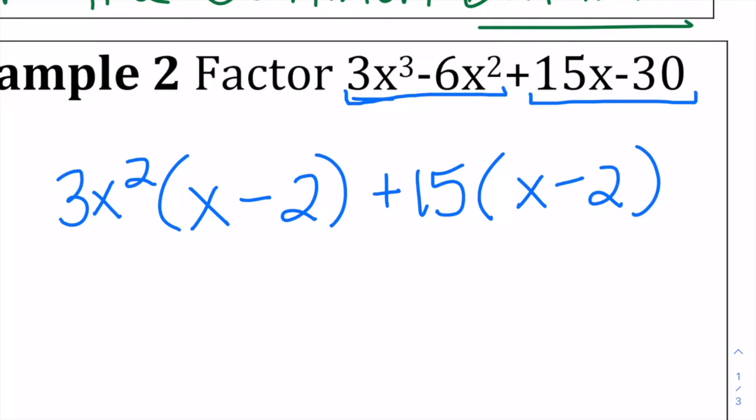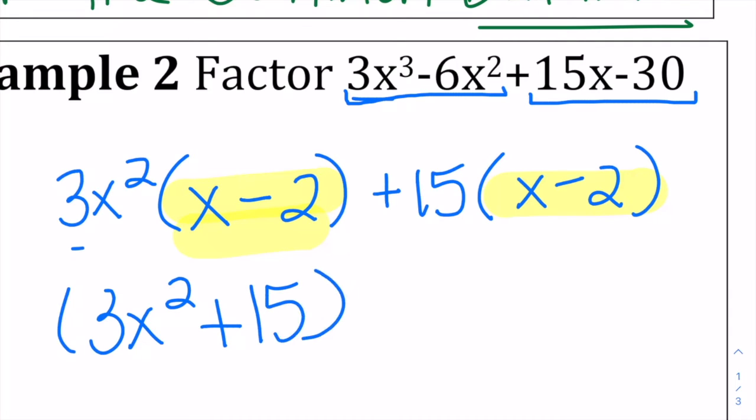Now we can see that we have the same factor, same binomial factor. So this will end up factoring to 3x squared plus 15, because that's what would be left if we factor out an x minus 2.